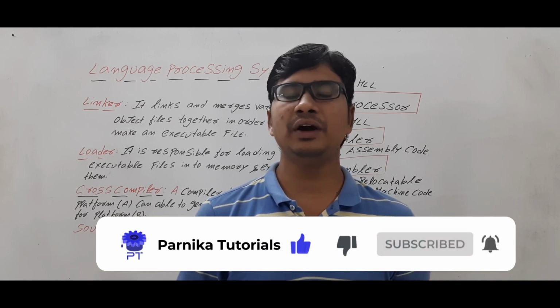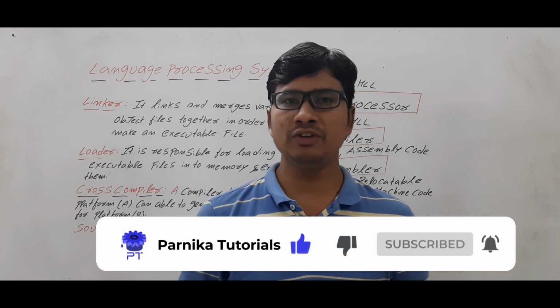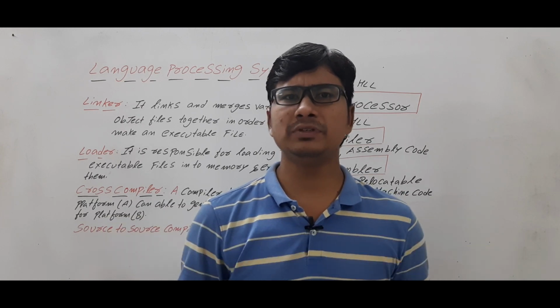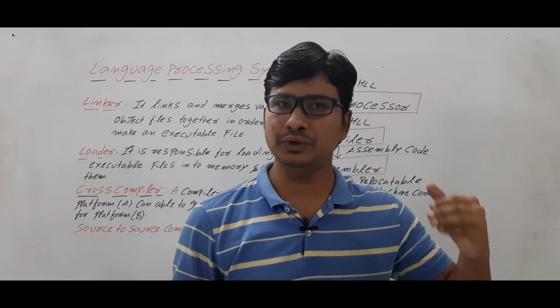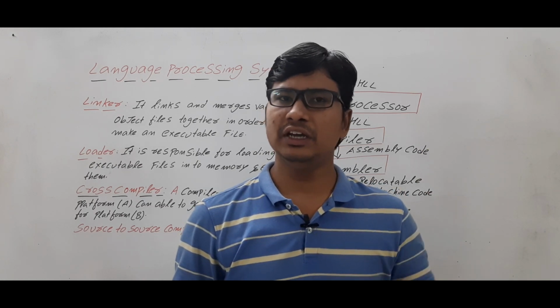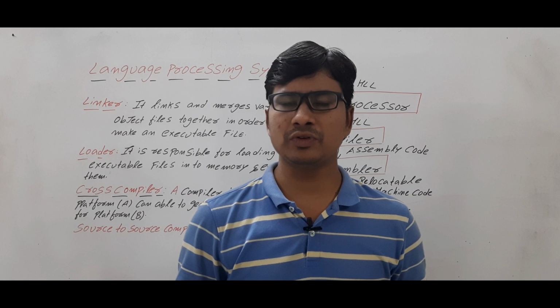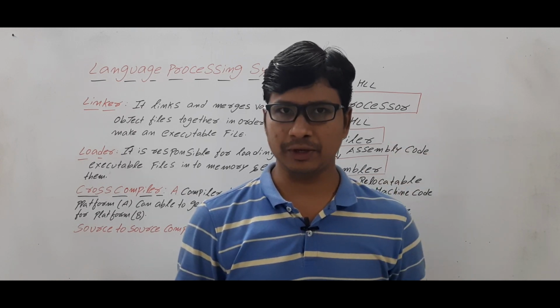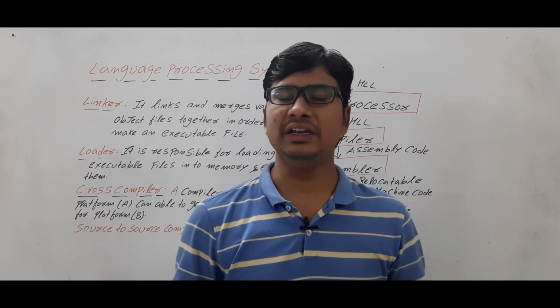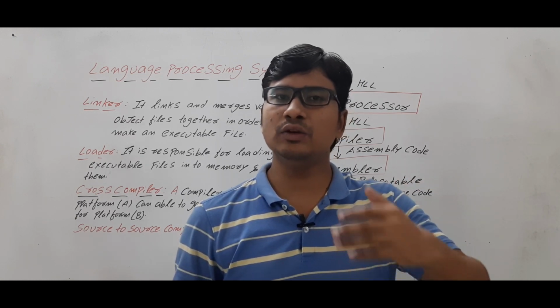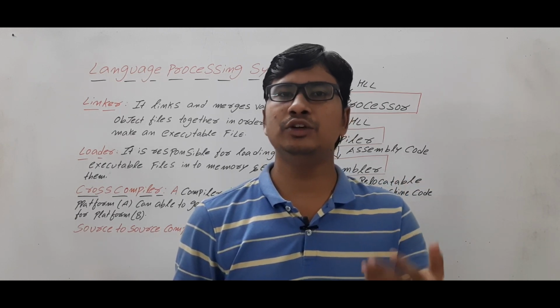In this video, I want to discuss the language processing system. What is the purpose of a language processing system? To convert a high level language to executable machine code. If you look at any language processing system, it consists of a preprocessor, a compiler, an assembler, and you will have a linker and loader. Finally, the loader will give you the executable machine code.